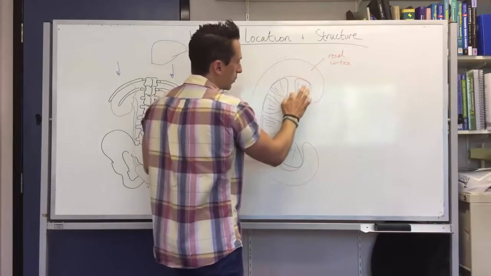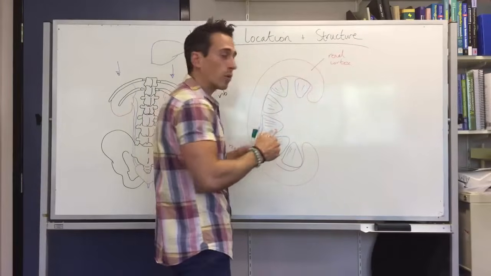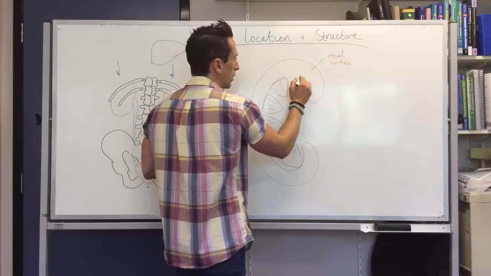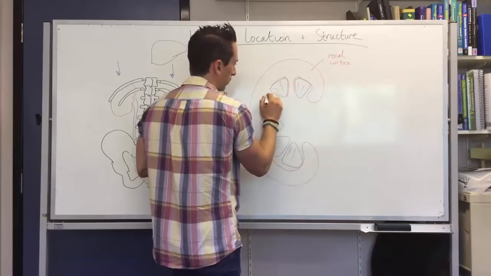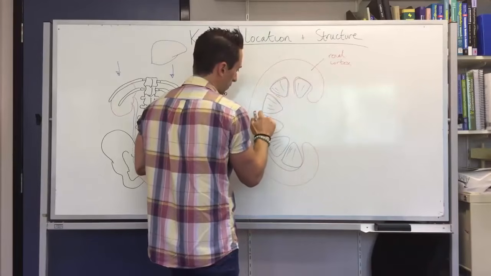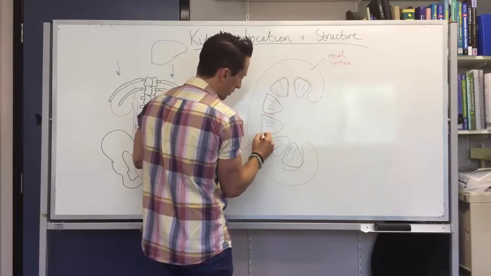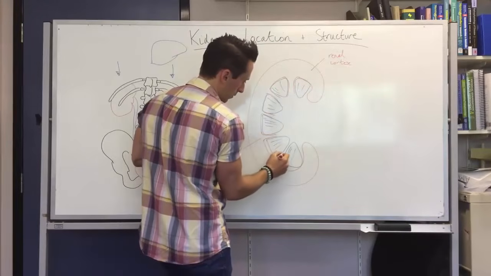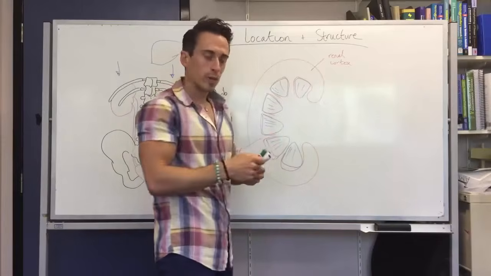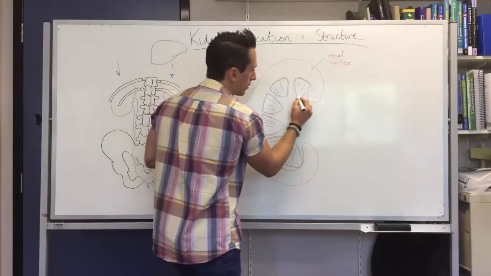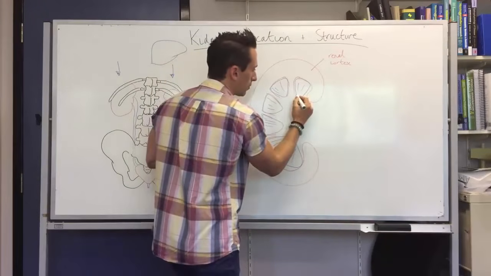And you can see between them, you have these renal columns. And in actual fact, these renal columns are extensions of the cortex that come down. And these renal pyramids, what you'll find, are connected, and I'll draw it in a different colour, to like little cups.